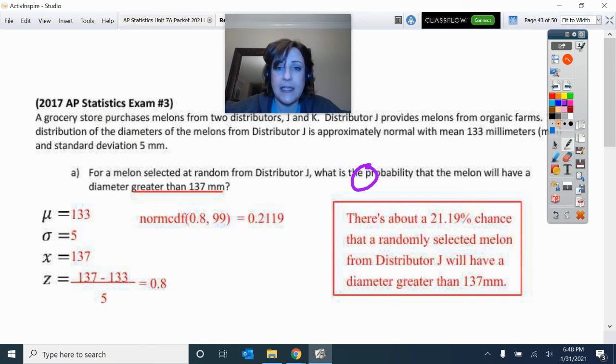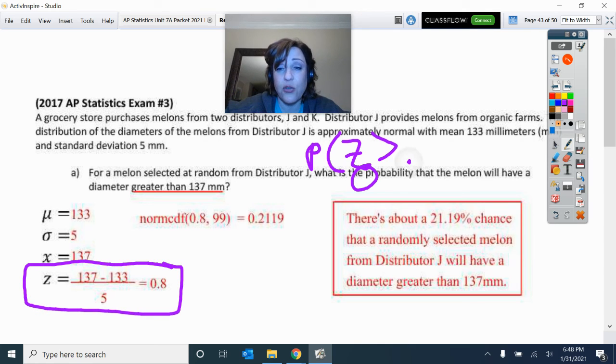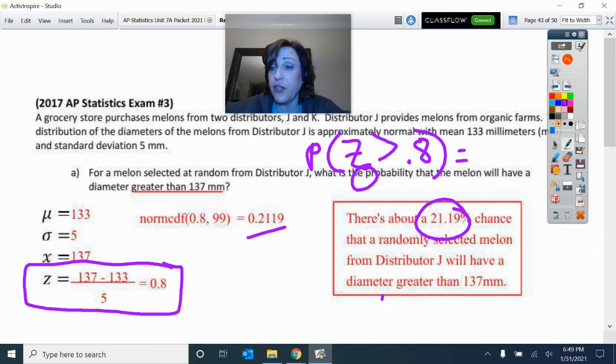All right, and then again, similar thing. What's the probability? So this is our probability notation of getting a z-score. We wanted greater than, and when you do this z-score formula, it was just a z-score of 0.8, so not very unusual. So that's why we had a 21.19% chance that a randomly selected melon from distributor J will have a diameter greater than 137 millimeters. And that was the end of our warm-up to make sure that you are prepared for your normal model quiz.